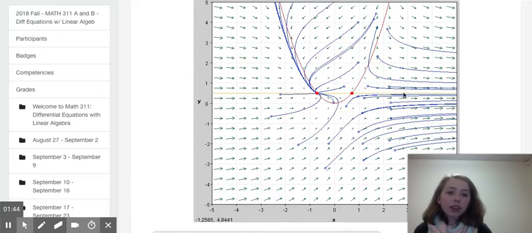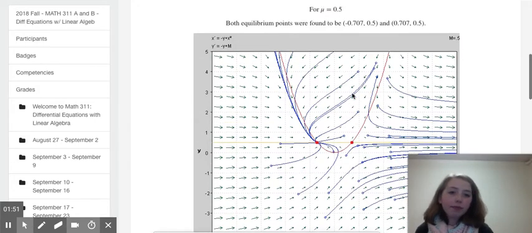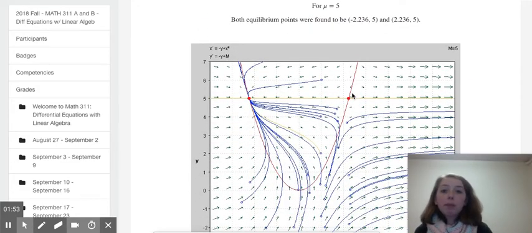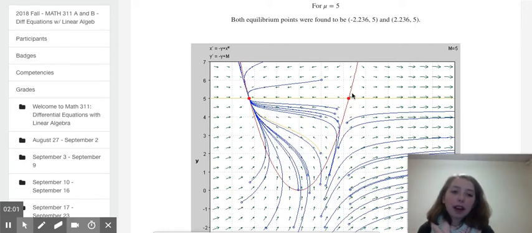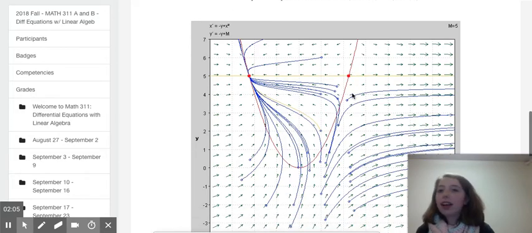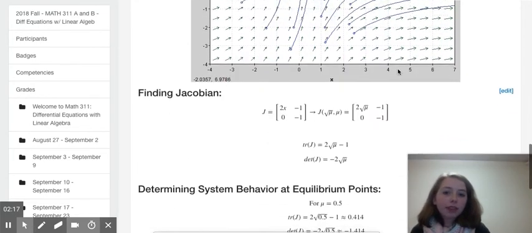You can also see these are the two null lines, one for y prime and one for x prime. And so the equilibrium points are going to be where they both meet. For mu equal to just plain old 5, the two equilibrium points are going to be negative 2.236 and positive 2.236, and 5. Again, two equilibrium points where the null lines cross. One's a sink, one's a saddle. The saddle's the one that we'd be considering if we were going to make a model of two separate populations.